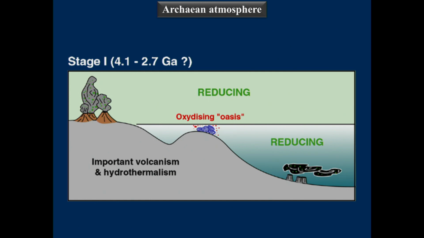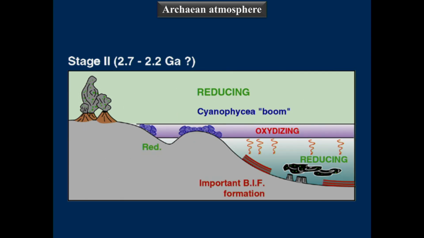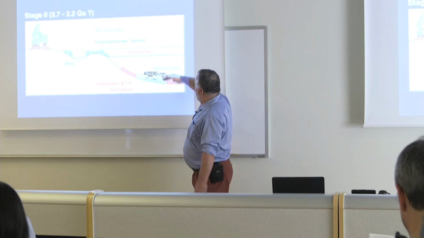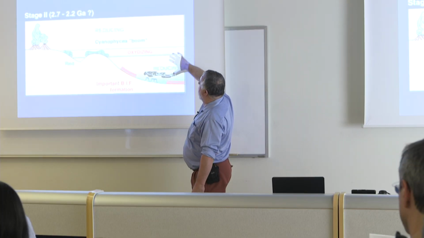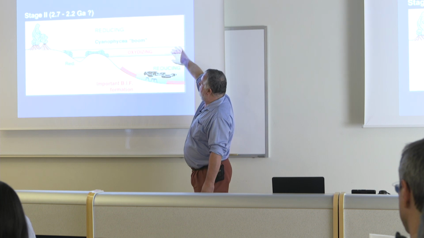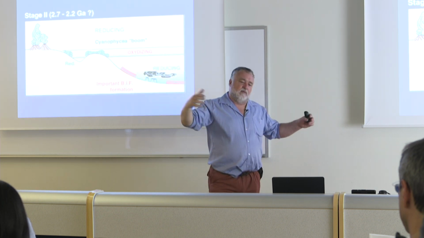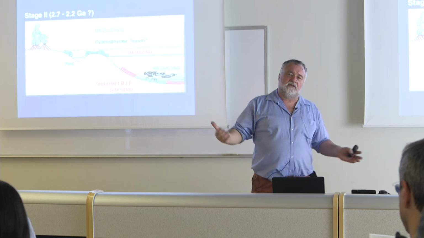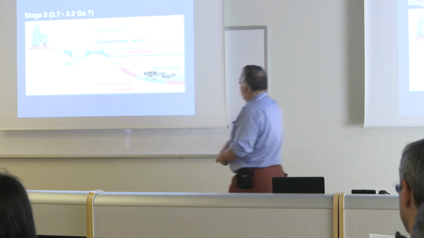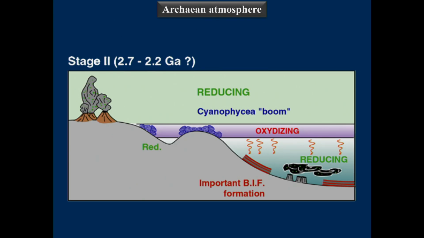In the course of time, of course, the development of life increased, such that the upper part of the ocean became oxidizing, resulting in the precipitation of most of the iron dissolved in the water. So this is the period where we find big banded iron formations, a huge amount of iron, due to this oxidation of the upper part of the ocean.